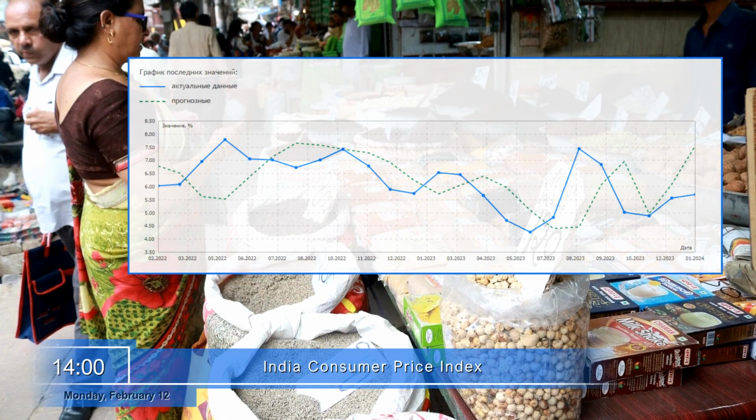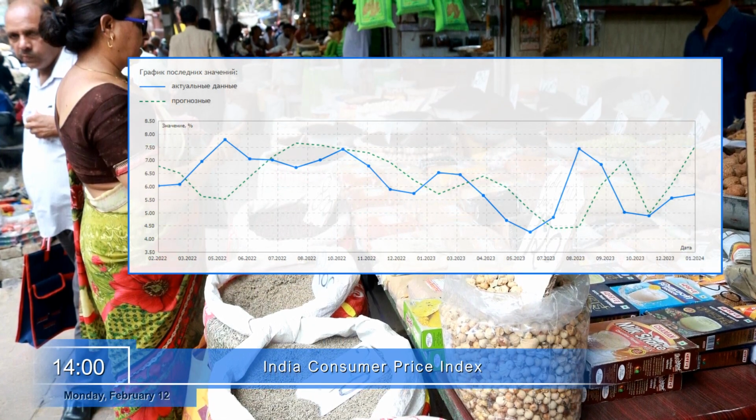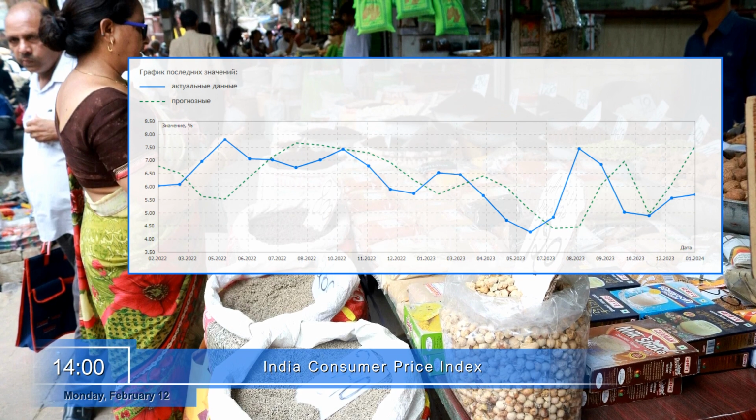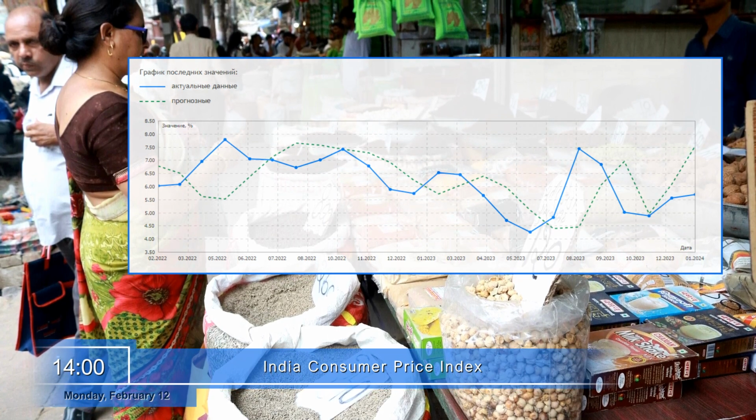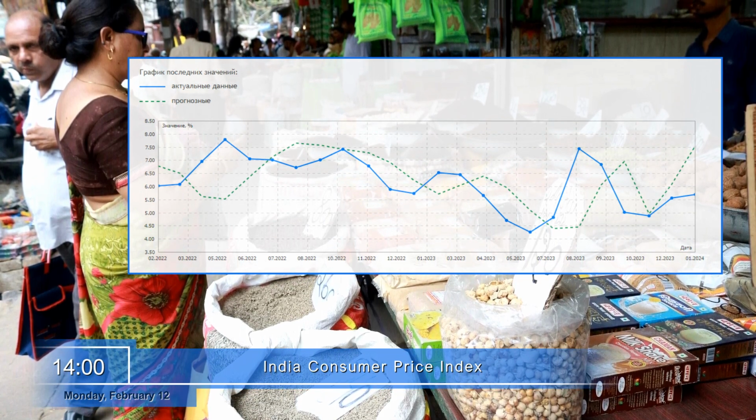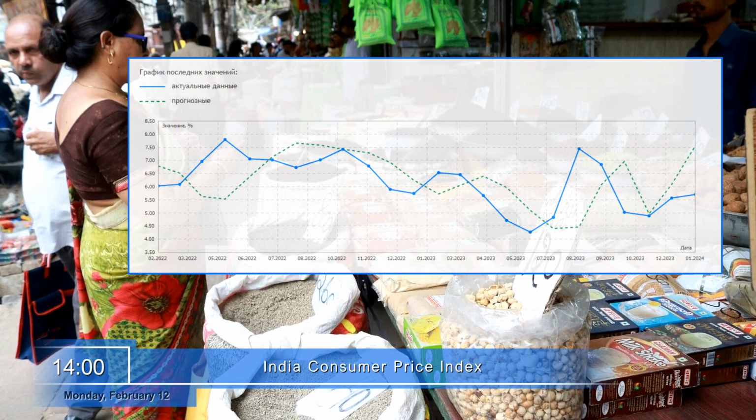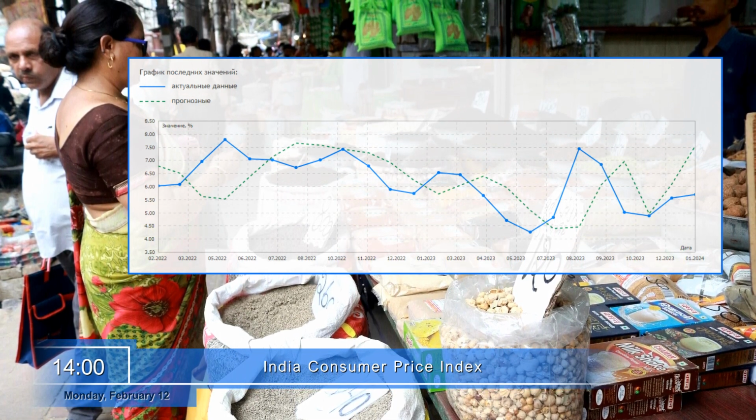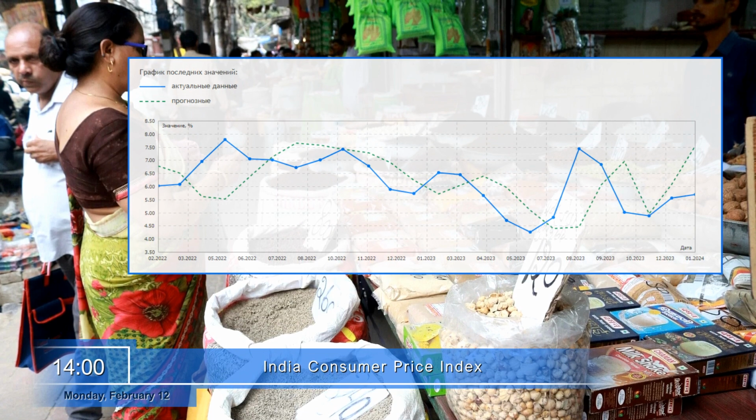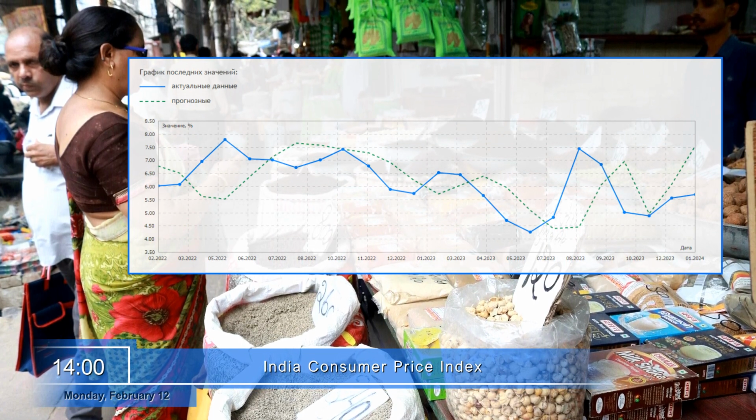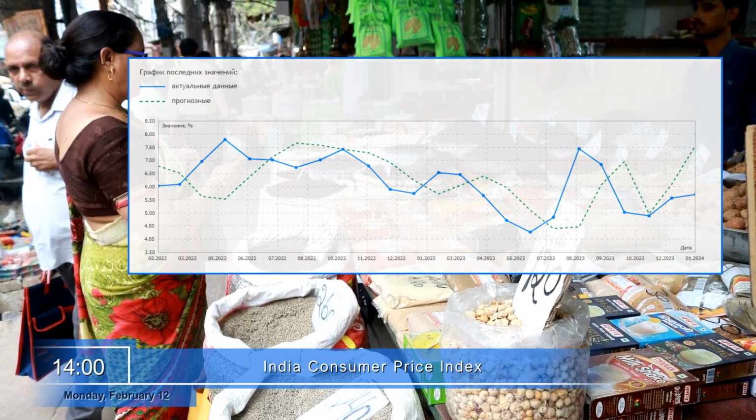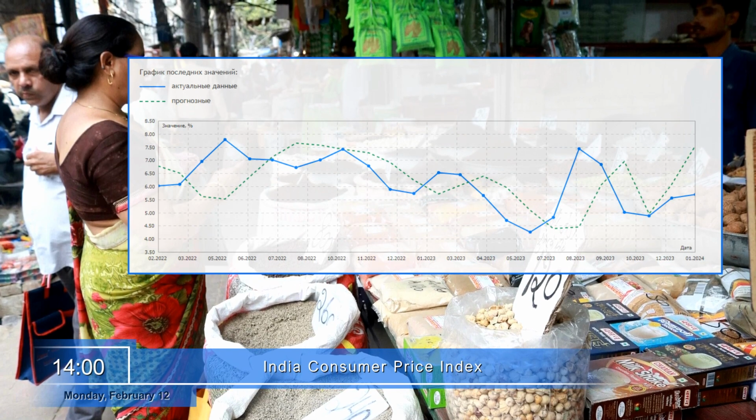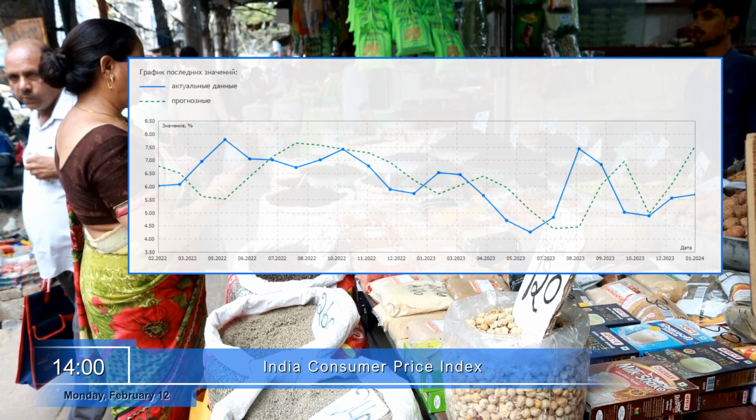Monday, February 12th. On this day, the first country to announce key statistics will be India. Thus, at 2 p.m. it will disclose data on the Consumer Price Index. The index reflects the change in prices for consumer goods and services in the reporting month compared to the same period of the previous year. It is a key indicator of inflation in the country and the state of its economy. Its growth may have a positive impact on the rupee.